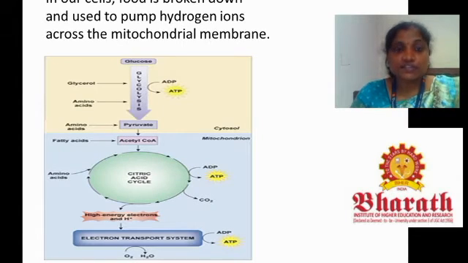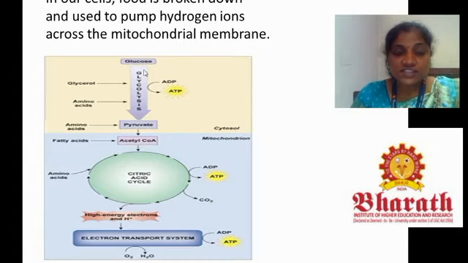In our cells, the food is broken down and used to pump hydrogen ions across the mitochondrial membrane. This process is called cell metabolism, and it involves 4 steps. The first step is glycolysis, the second is pyruvate oxidative decarboxylation, the third is the citric acid cycle, and the fourth is the electron transport system. So these are the steps in the cell metabolism process. The main aim is to convert glucose into ATP molecules.